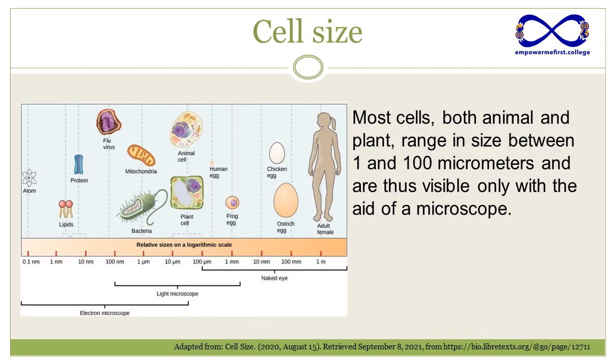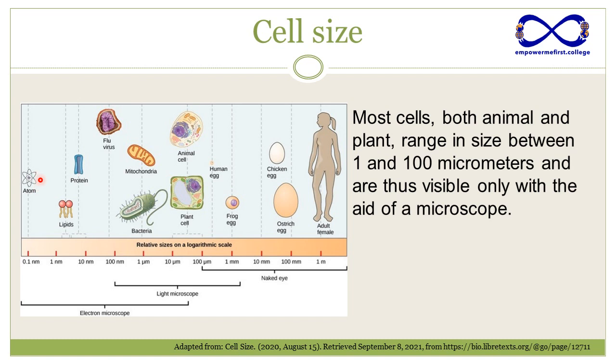What about the cell size? Most cells, both animal and plant, range in size between 1 and 100 micrometers, and they are visible only with the aid of a microscope. What we can see here is a very important graph which shows which kind of microscope we need in order to observe a determined kind of cell, and also the size, relative on a logarithmic scale, of all the chemical but also living matter.